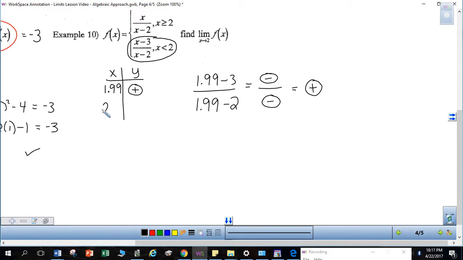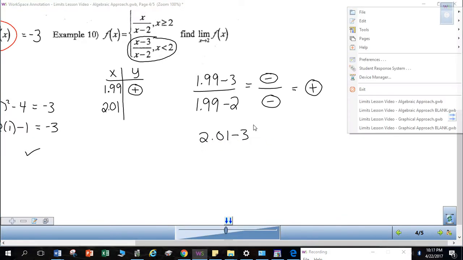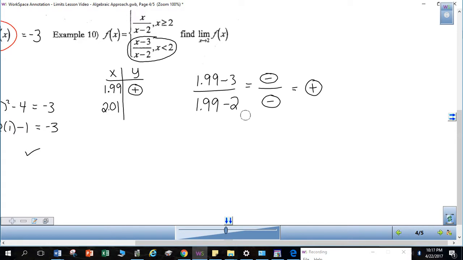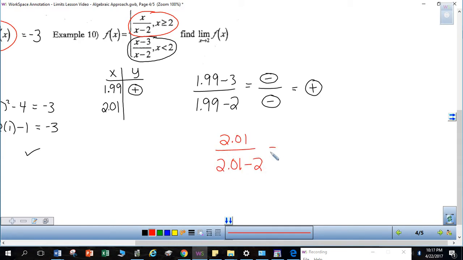Now from the right side, we'll test an x value that's a little bit greater than 2, so something like 2.01. We are not going to plug it into that same bottom function as we did before because x is greater than 2, and so we're going to need to plug it into this function rule. So we will have 2.01 over 2.01 minus 2. So we have a positive divided by a positive. Overall, that will equal a positive. So it's telling us that our graph is also approaching positive infinity. It's going upwards as x gets closer to 2 from the right side.